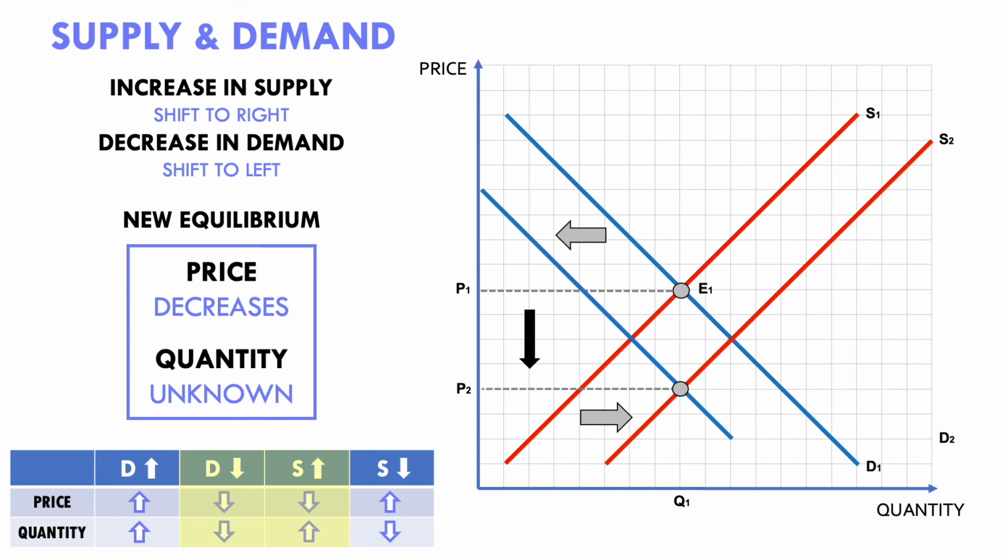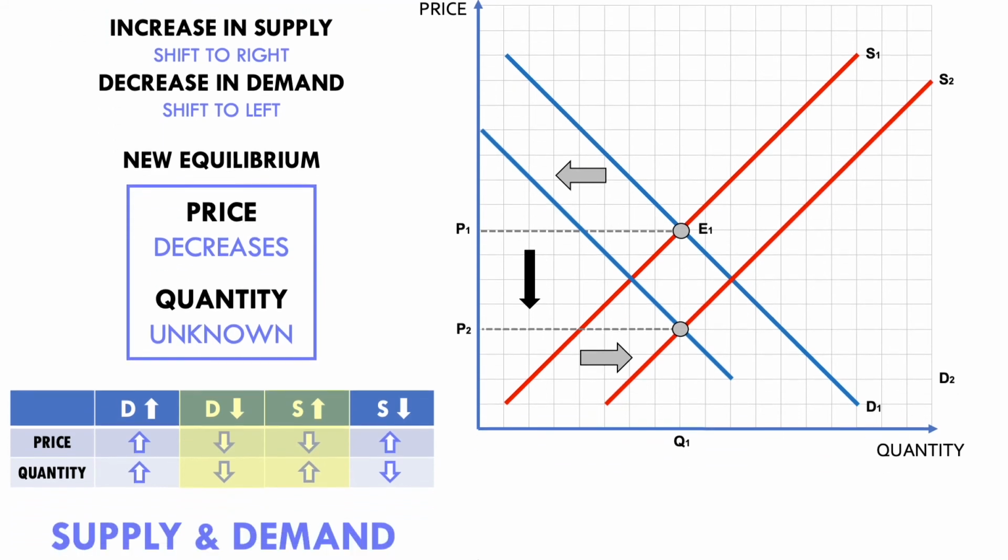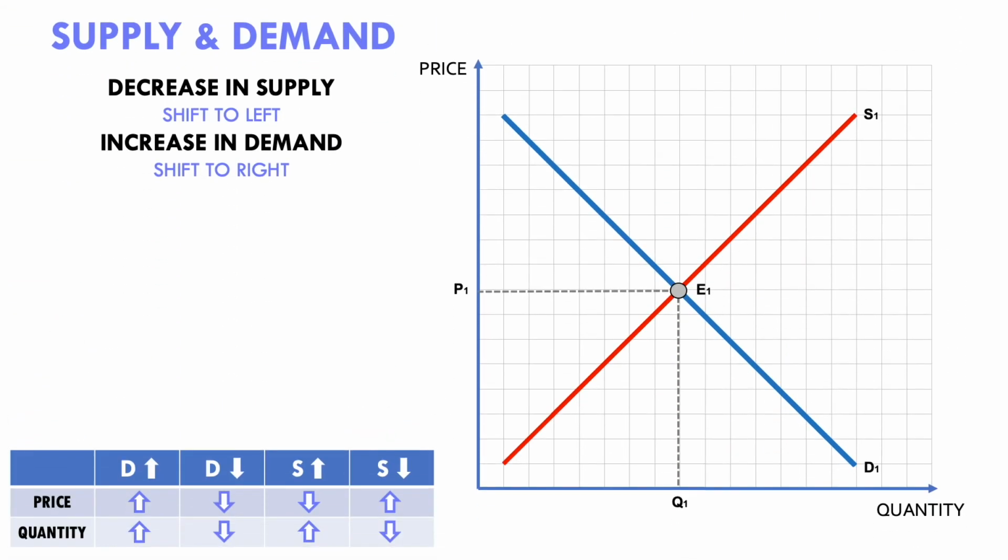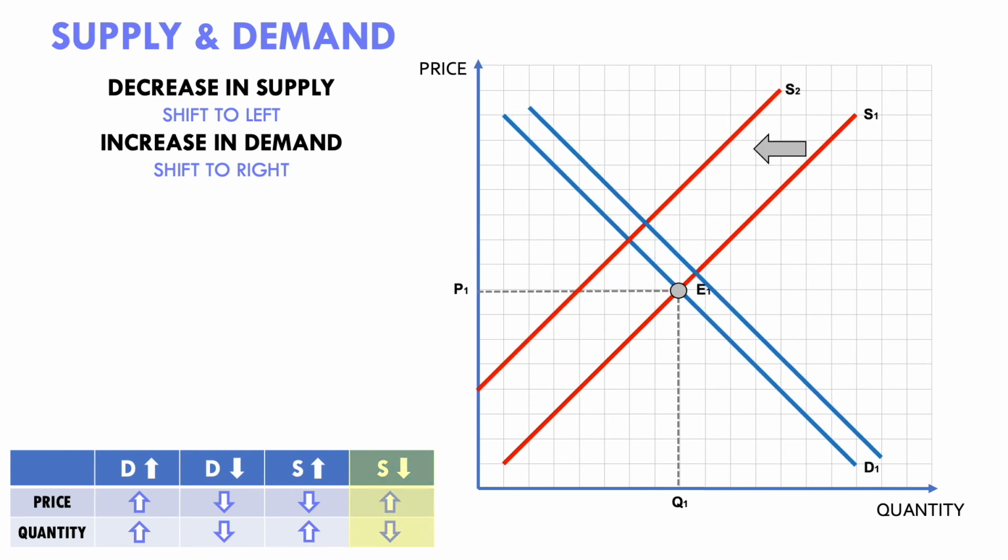So whenever we don't have enough information, we just have to say the quantity is unknown, or sometimes you might hear it said as indeterminate. We cannot determine what has happened to our quantity in this case. Again, even though on the graph it looks like it stays the same, we cannot say that. It's only because I drew the shifts to be about the same size that it looks like it stayed the same. And finally, we have a decrease in supply at the same time as we see an increase in demand.